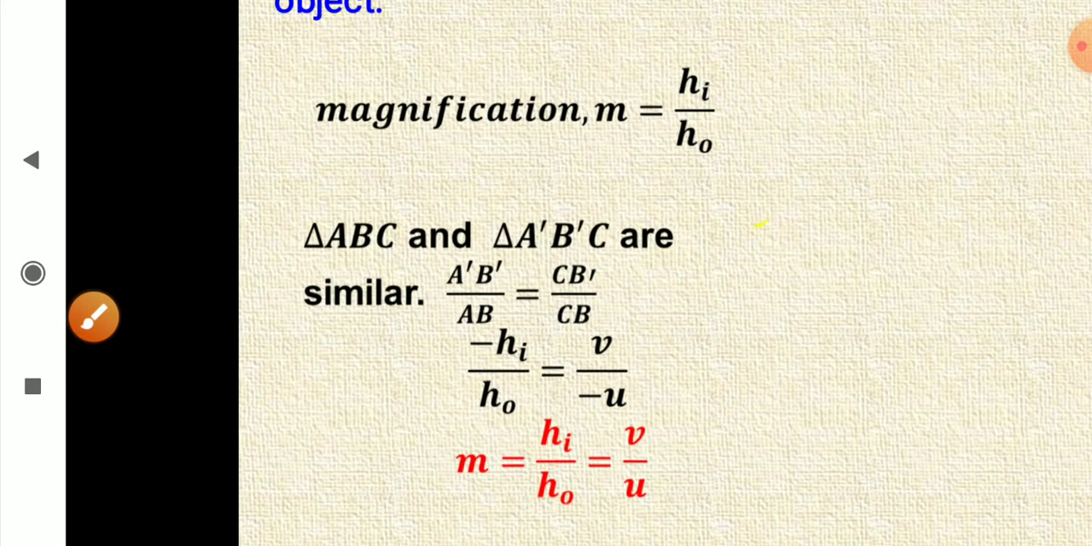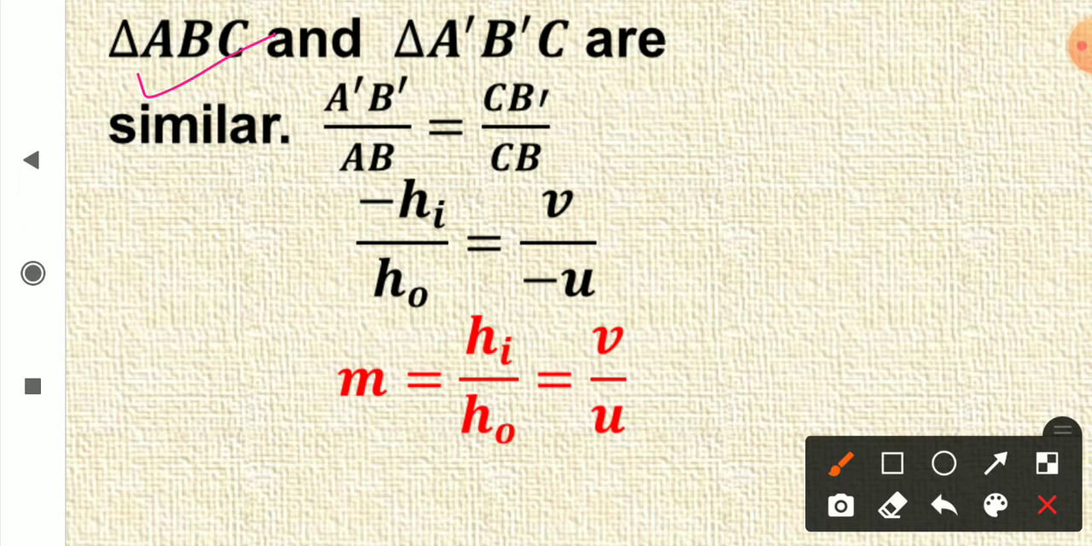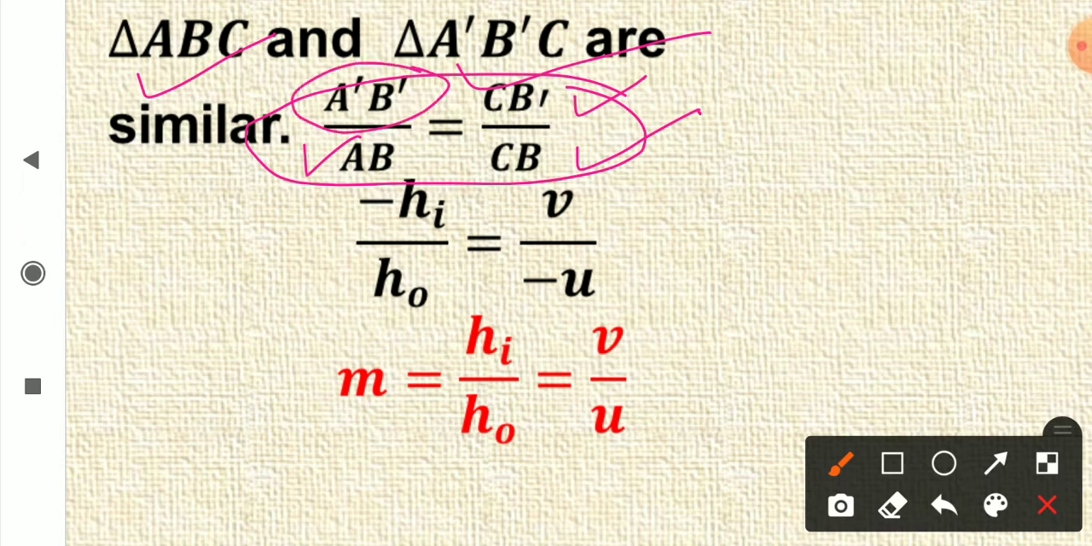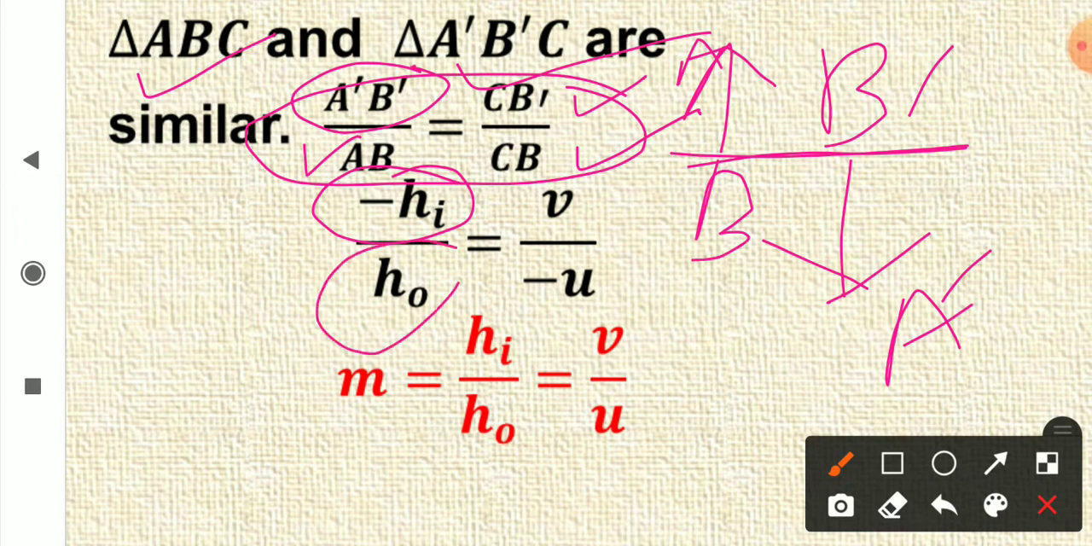As in the previous case, we have seen that triangles ABC and A'B'C are similar, and we have already shown this relation: A'B' upon AB is equal to CB' upon CB. Now A'B' is the image, which is vertically downward below the principal axis. It is inverted and below the principal axis, so it is negative, minus HI, and the object is above the principal axis, erect, so the size of object HO is positive.